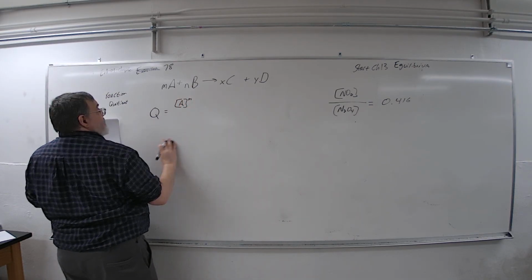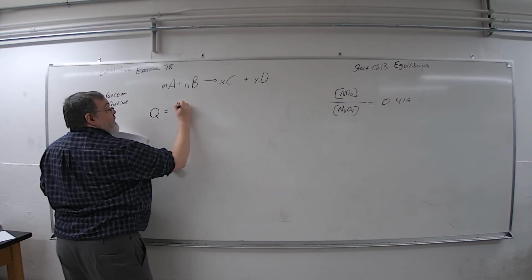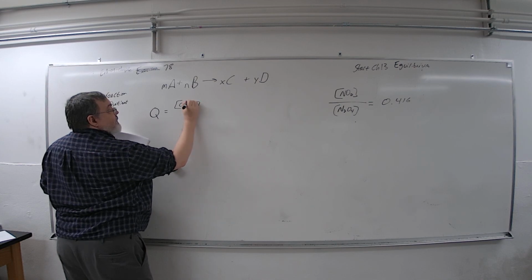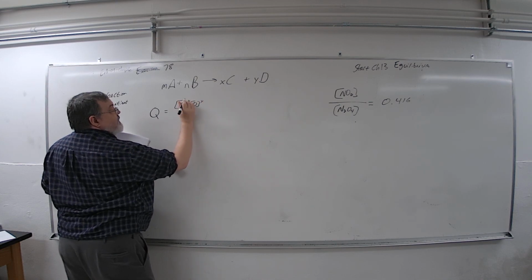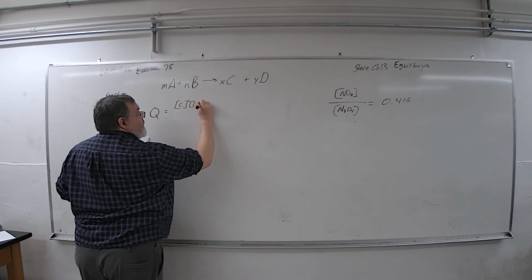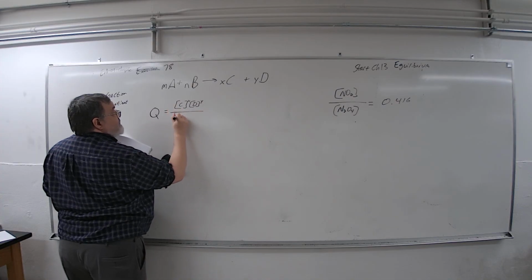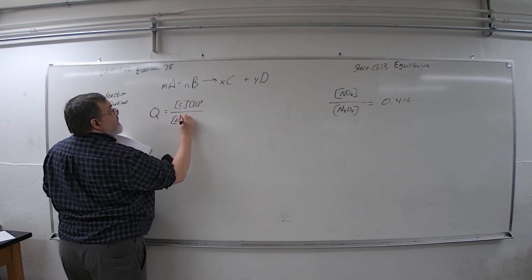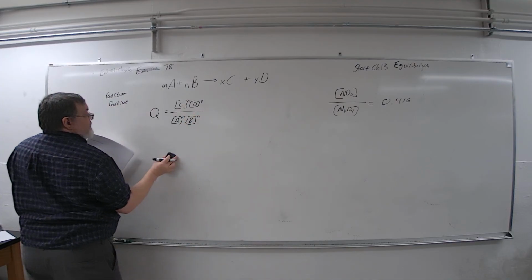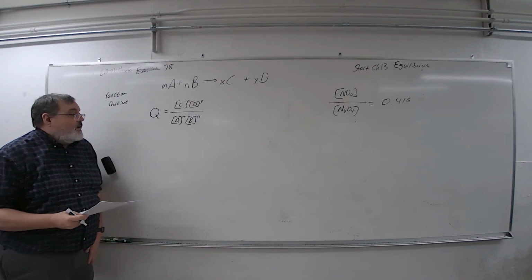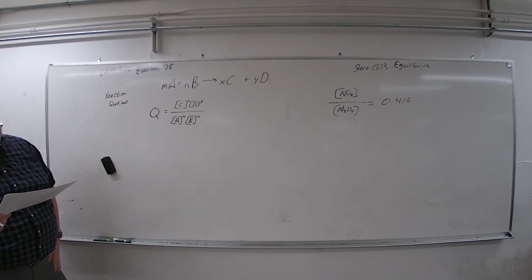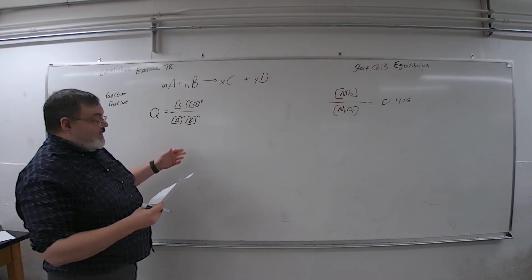No, I just did this backwards. It's products over reactants. So I need those on top. C, D, and then I'm going to put the X there and the Y there. So those stoichiometric coefficients go here as powers. But don't worry, we're not going to do lots of look at the graphs and figure stuff out like we did with rates. So it's just that equation. I don't mind giving you that on the test. It's very simple.